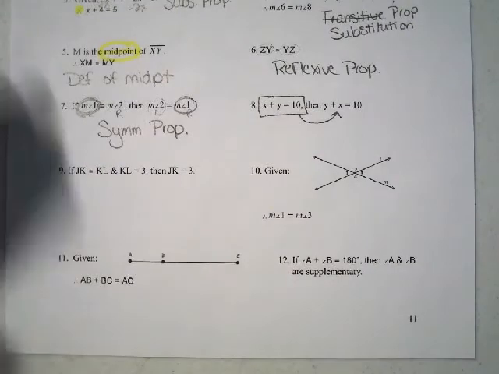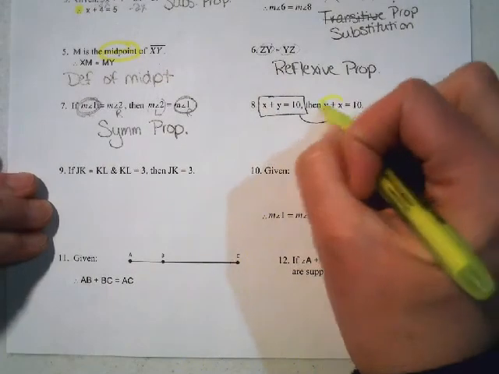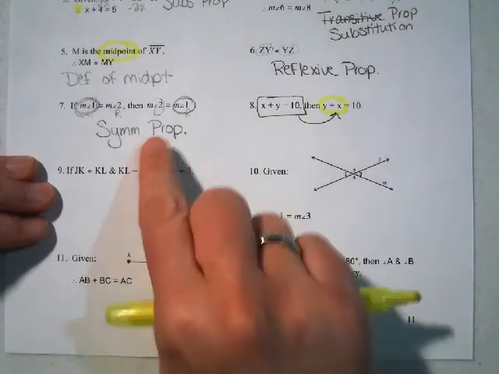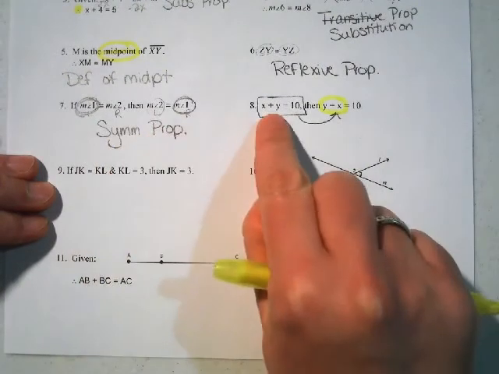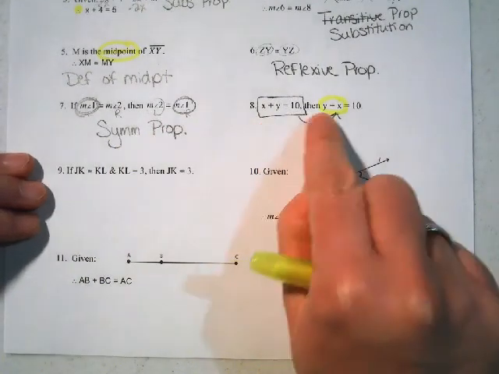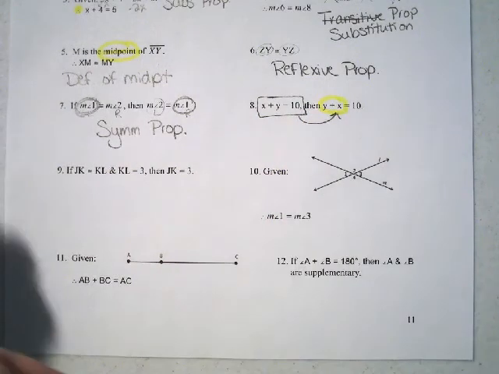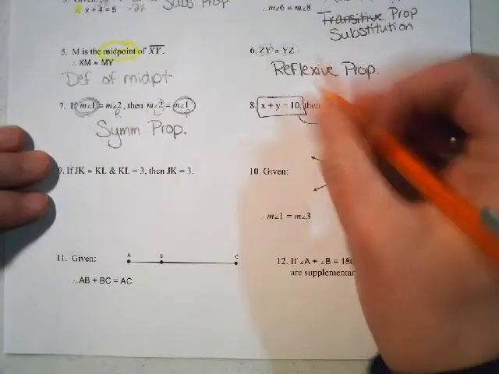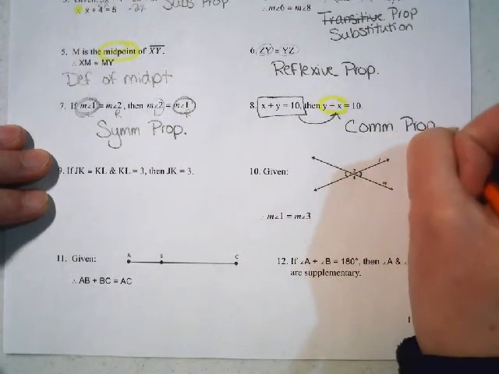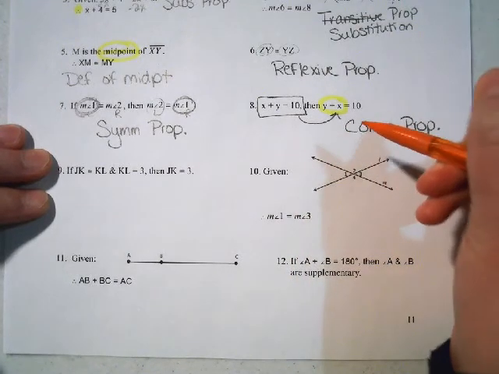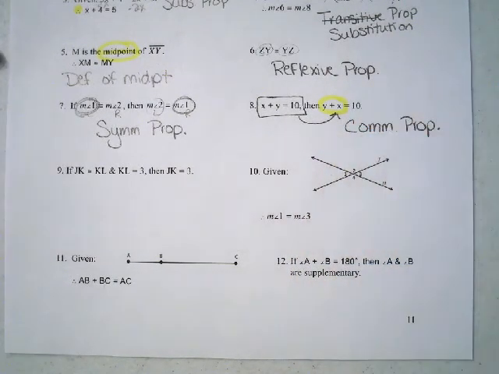Okay, number 8. Notice, how do you go from here to here? Like, what changed? You got to ask yourself what changed. And what I'm noticing that changed is the order. Now, typically I would say, well, then it's symmetric. Symmetric cannot have addition and subtraction. So this is the commutative property.